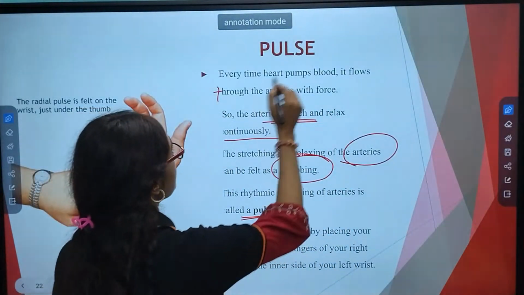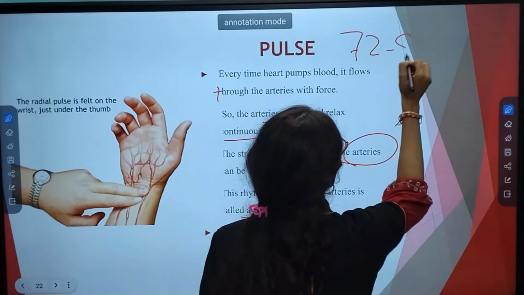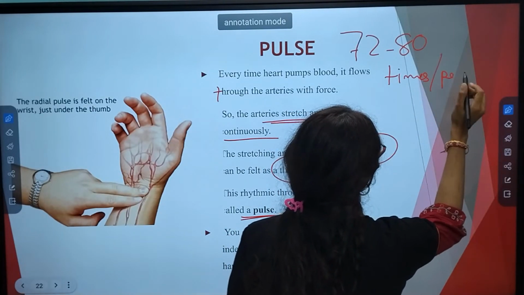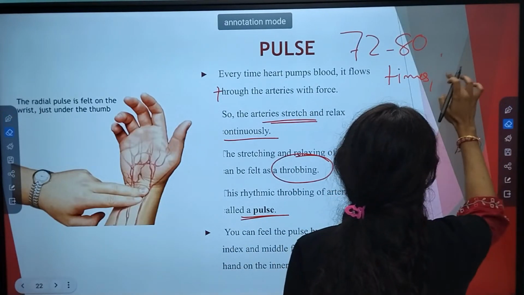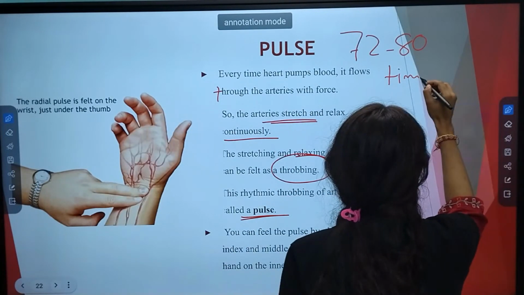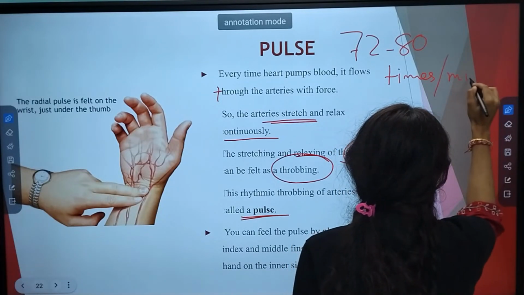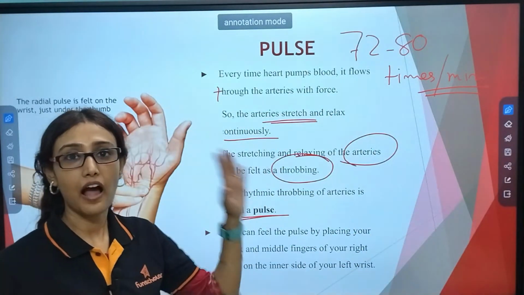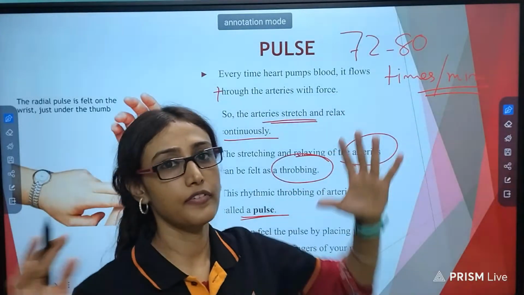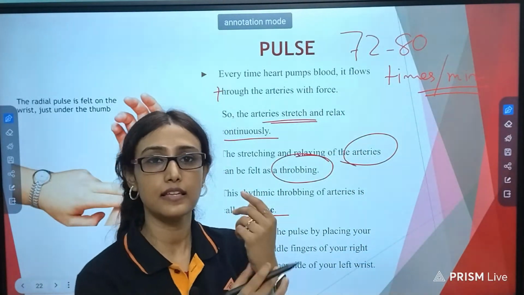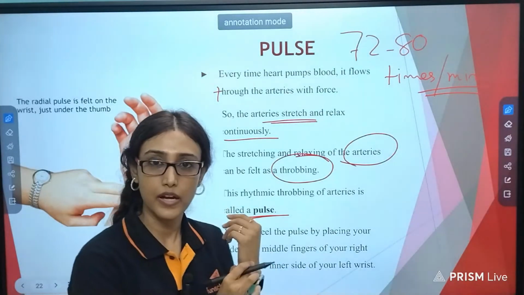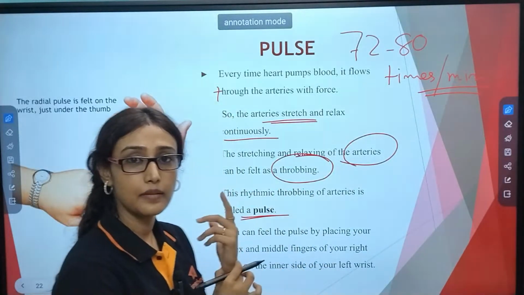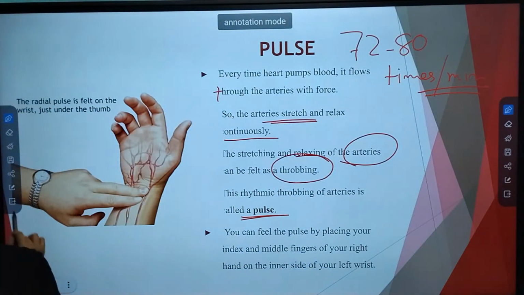It will also be 70 to 80 times per minute. Which shows what? Again, your pulse shows how many heartbeats you are having. The way the heart is contracting and relaxing, the arteries are also contracting and relaxing, and they are producing a throbbing sound that is nothing but pulse or pulse rate.